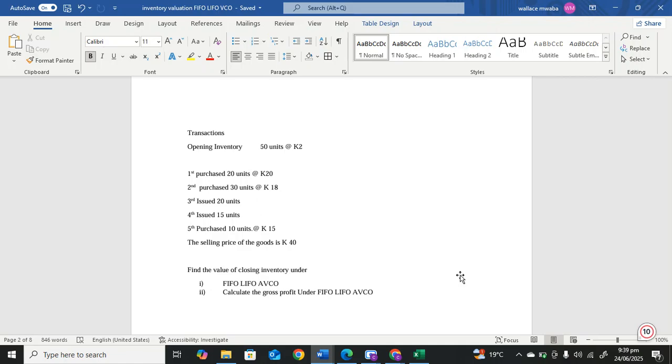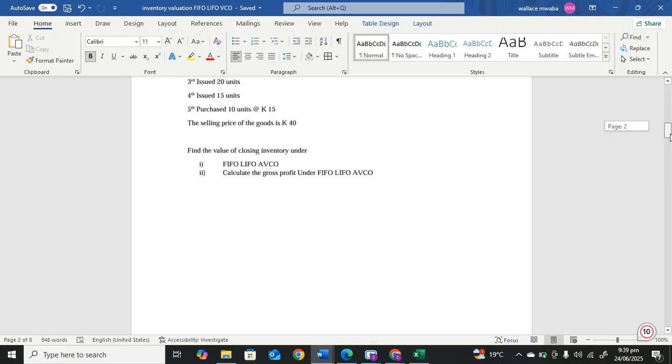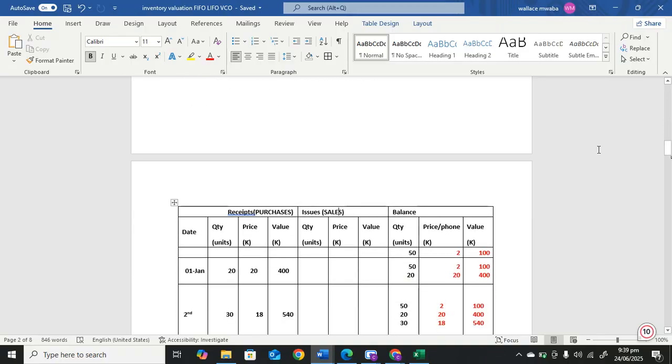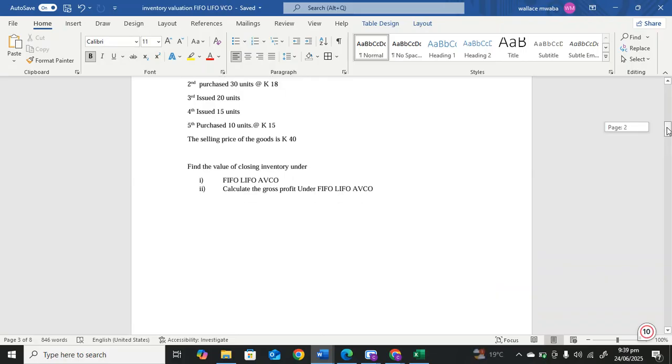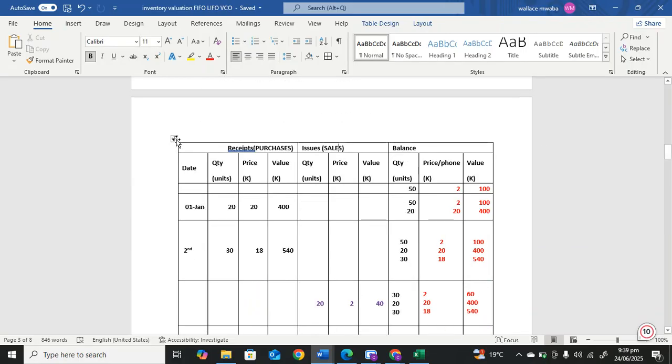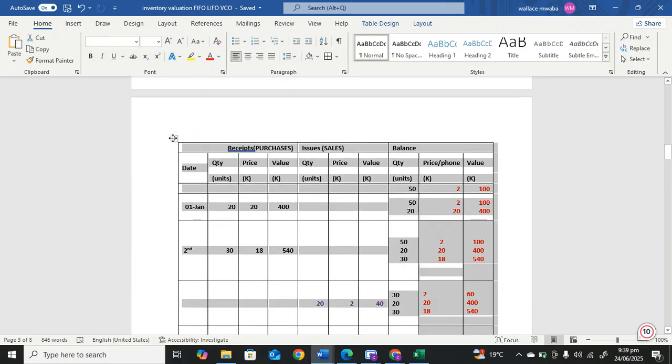Yes, so the next one is Lifo, last in, first out. So the goods that come in last are the first to be issued or to be sold. And as I said, these Lifo and Fifo, where they just differ is this part for issues or sales. So let's start with Lifo. Let me make another stores ledger here.